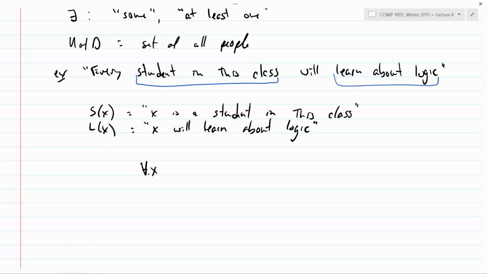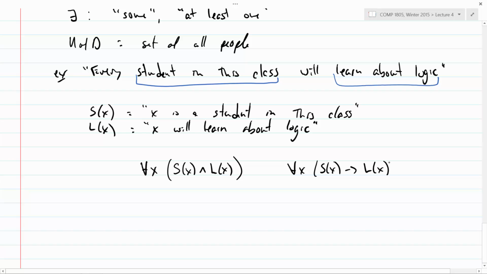Yeah? Sx and Lx. And I need parentheses there. Any other suggestions? Yeah? Sx implies Lx. Right, so the other option is Sx implies Lx. Any other suggestions? Okay, so someone who thinks that it's the second one, Sx implies Lx, what's your reasoning for not liking the first one, Sx and Lx? Yeah? With the first one, it kind of implies that for that to be true, everyone in the world must be a student in this class.